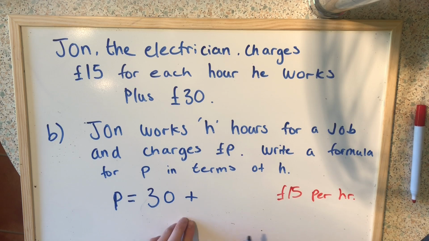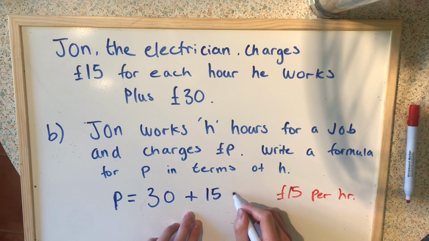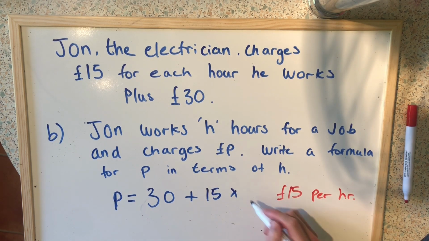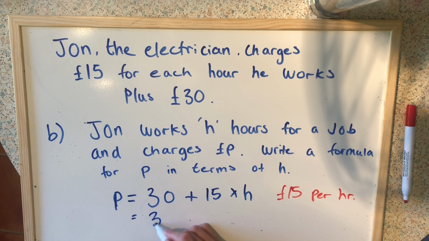So that means it'll be 15 times H, which is the number of hours he would work. So we've got 30, and we can just combine these two together, so it's 15H. So the price, P pounds, will be 30 plus 15H. Or you can say 15H plus 30. It's the same thing.